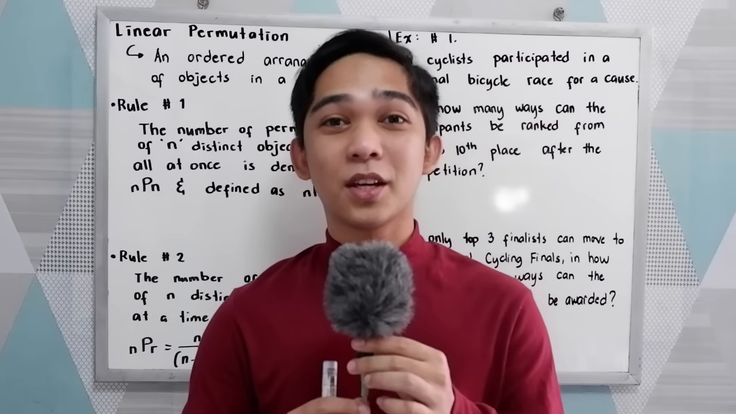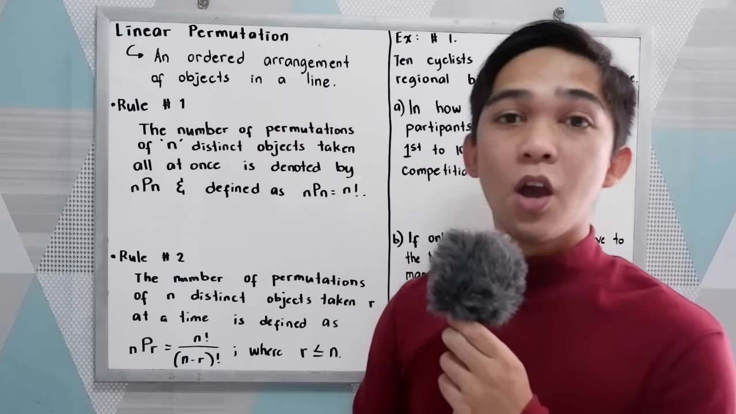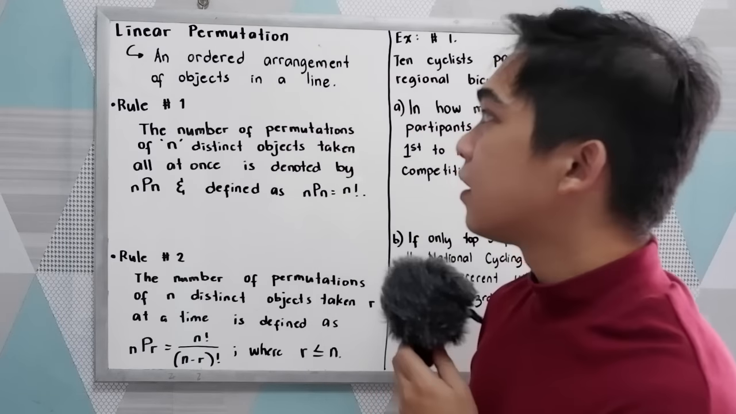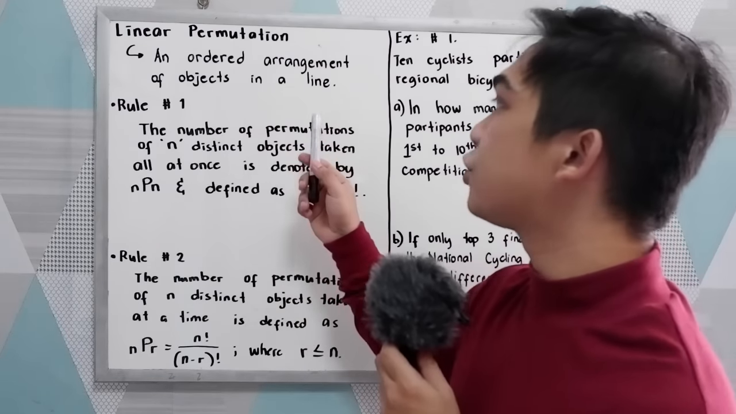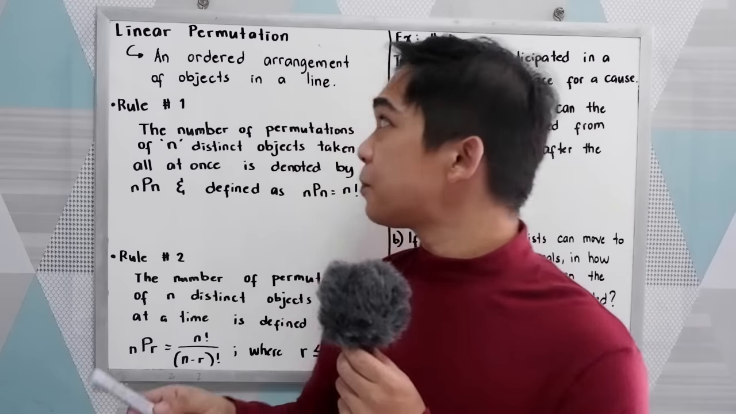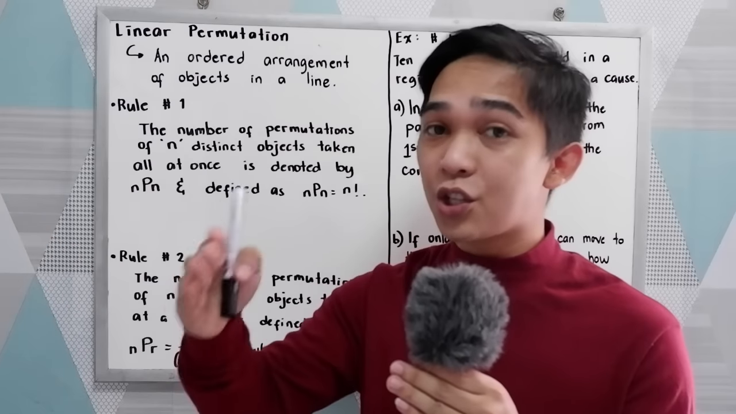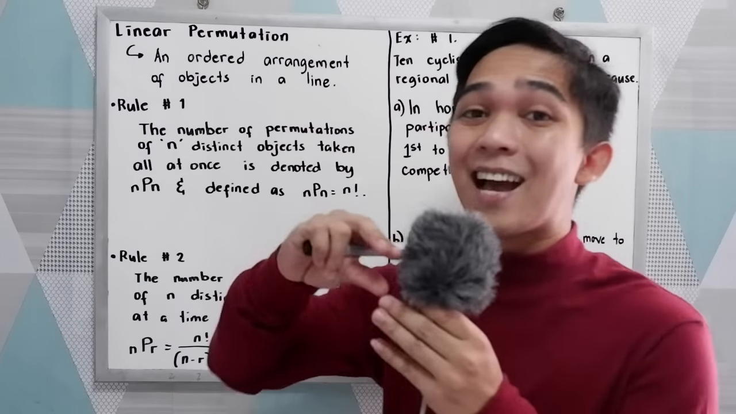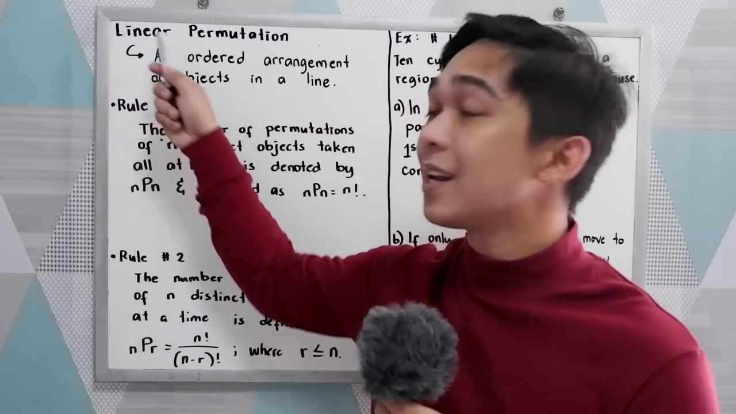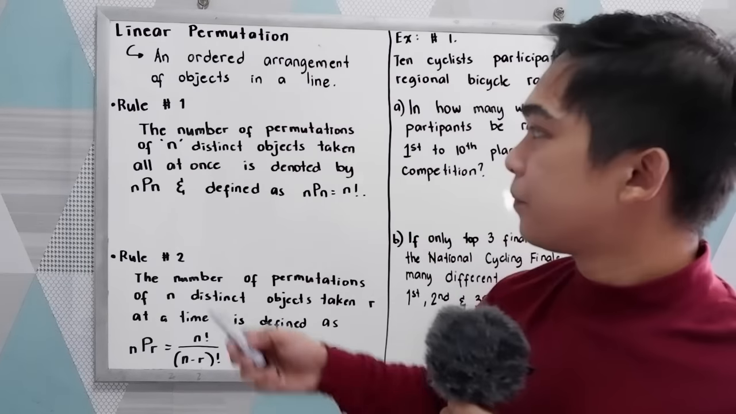Good day, everyone. Today, I will be discussing the linear permutation. When we say linear permutation, it is an ordered arrangement of objects in a line. So, in this permutation, you're going to find the arrangement or the permutation of objects in a line. That's why we have linear. So, we have our first rule.